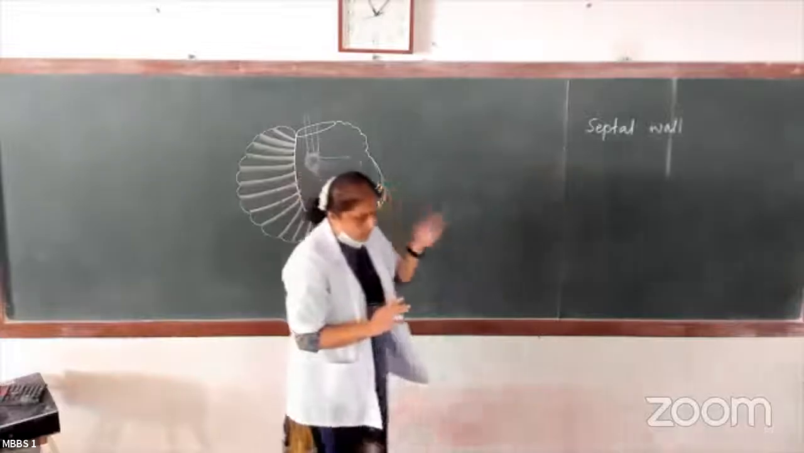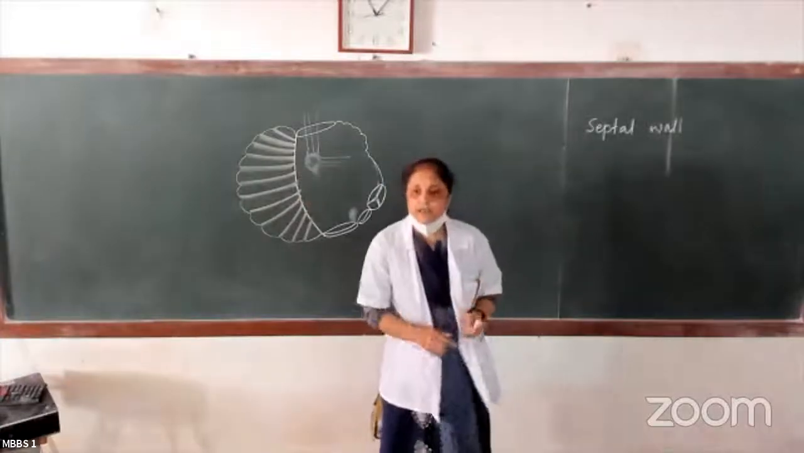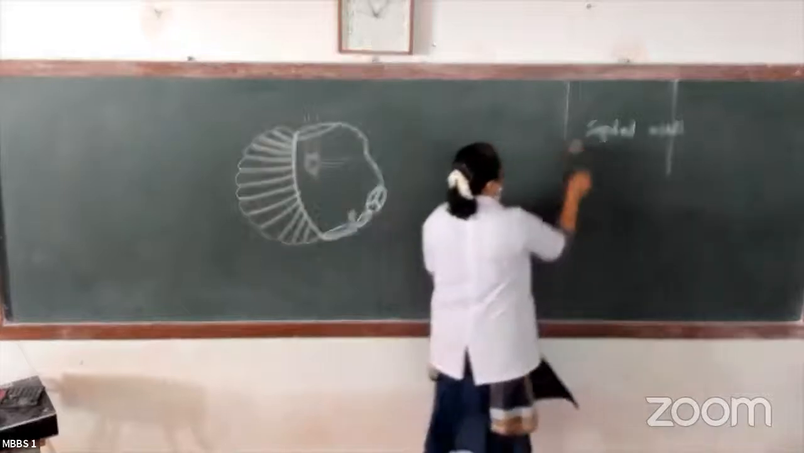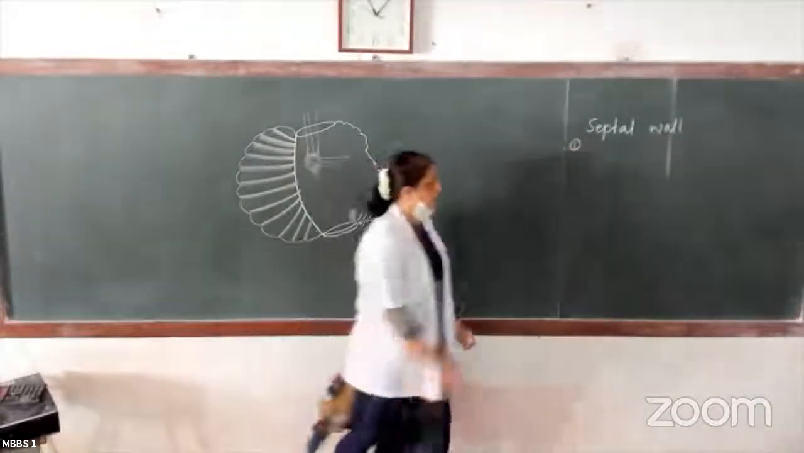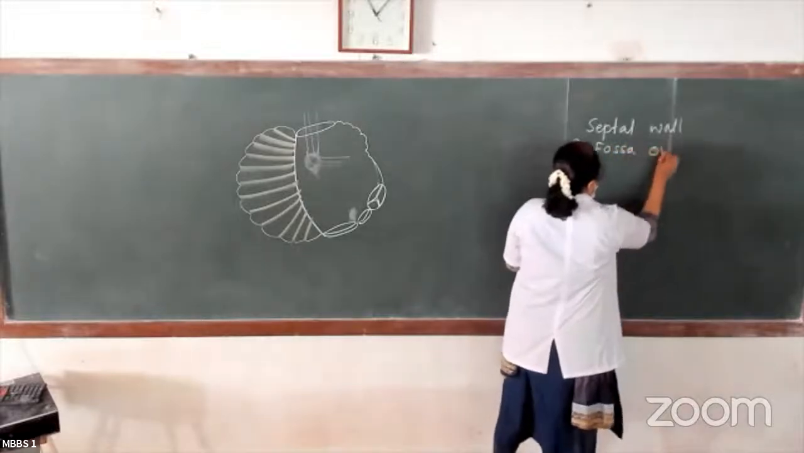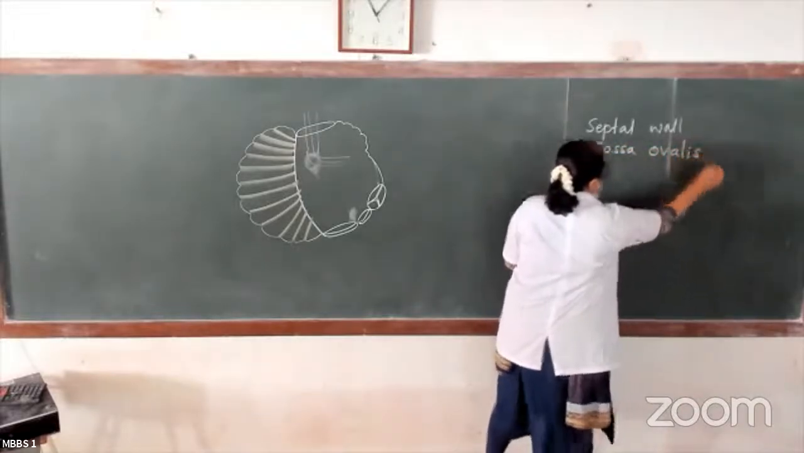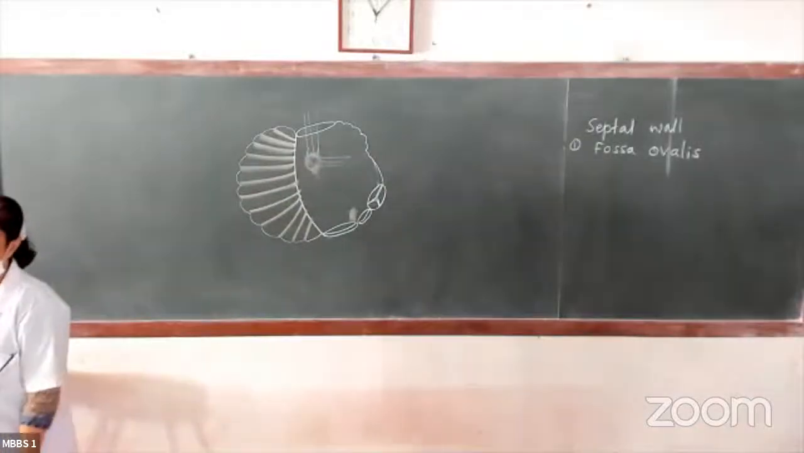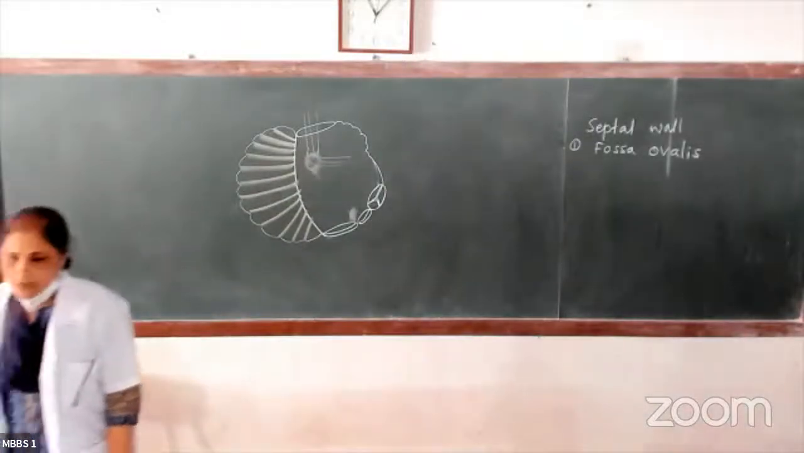Now, what are the features seen in the right wall of the interatrial septum, or the septal wall? The first feature we are going to see in the septal wall is called the fossa ovalis. What is this fossa ovalis? It is a remnant of the foramen ovale.